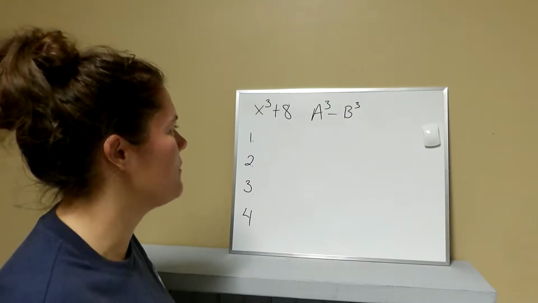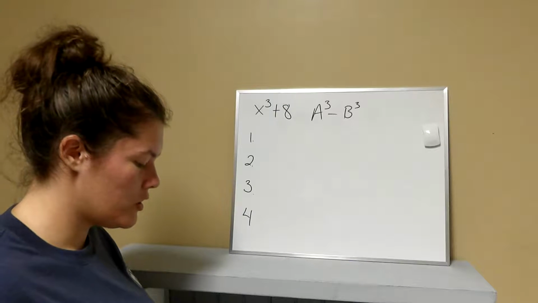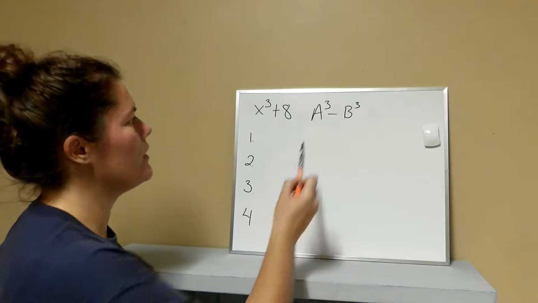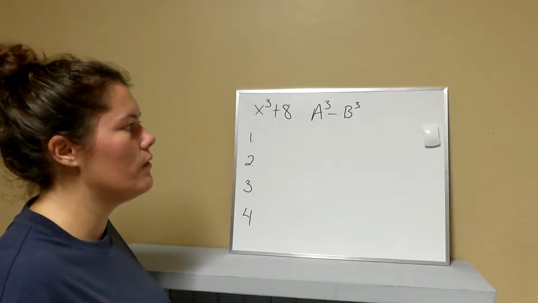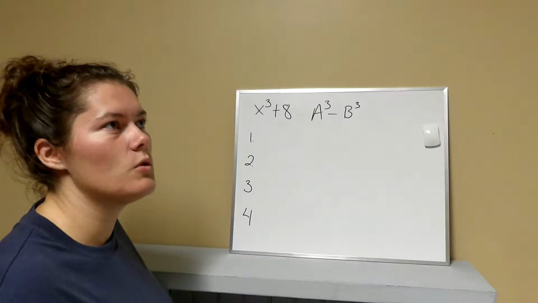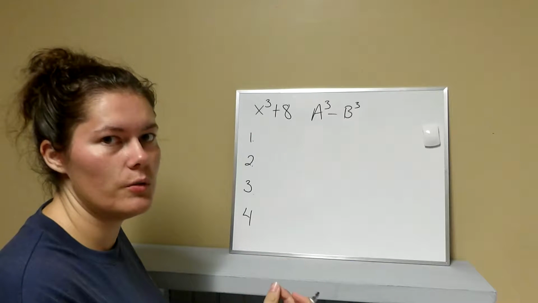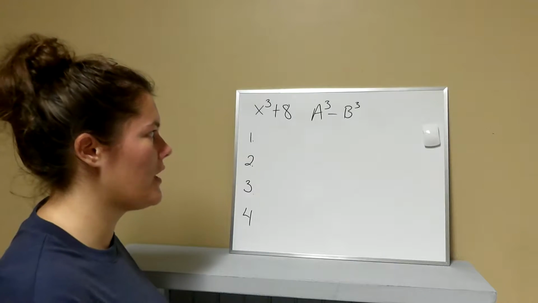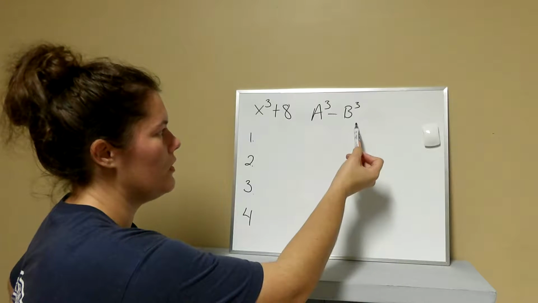Anyways, so what you see on the board, we are going to factor numbers with odd powers. So here you see the number 3. I'm going to go over some basics to know how to factor a cubed binomial. So here you see a cubed and b cubed.